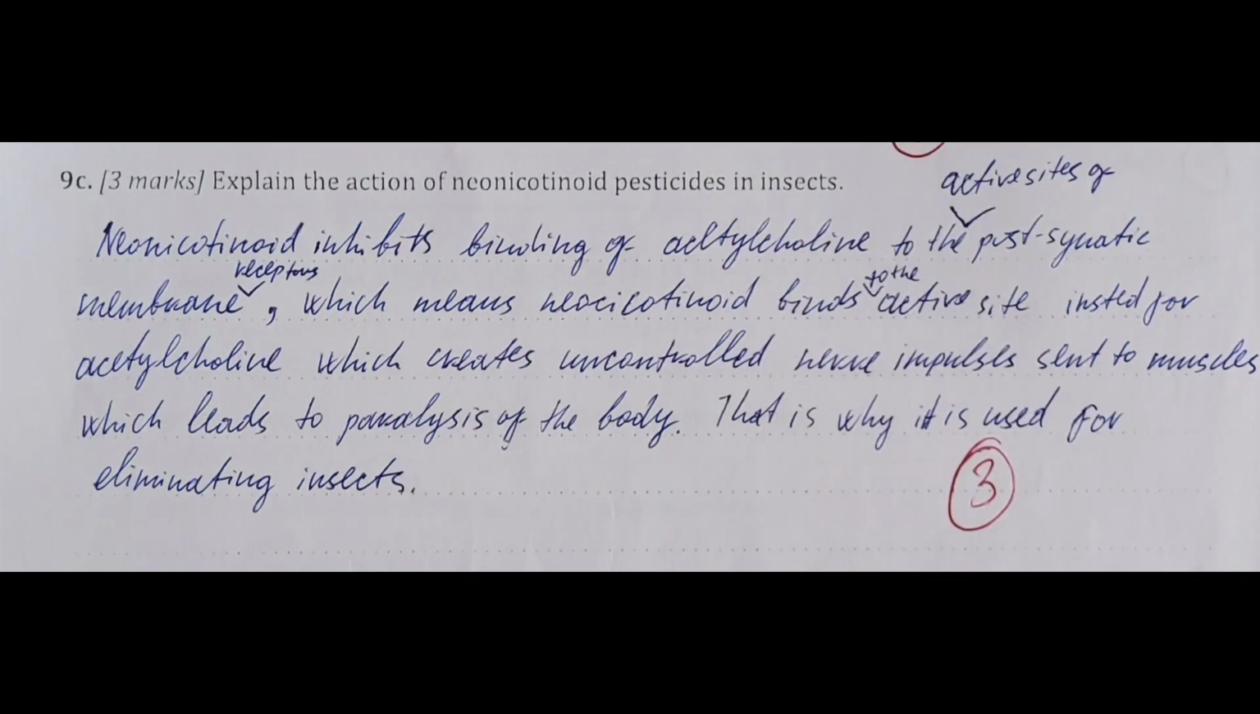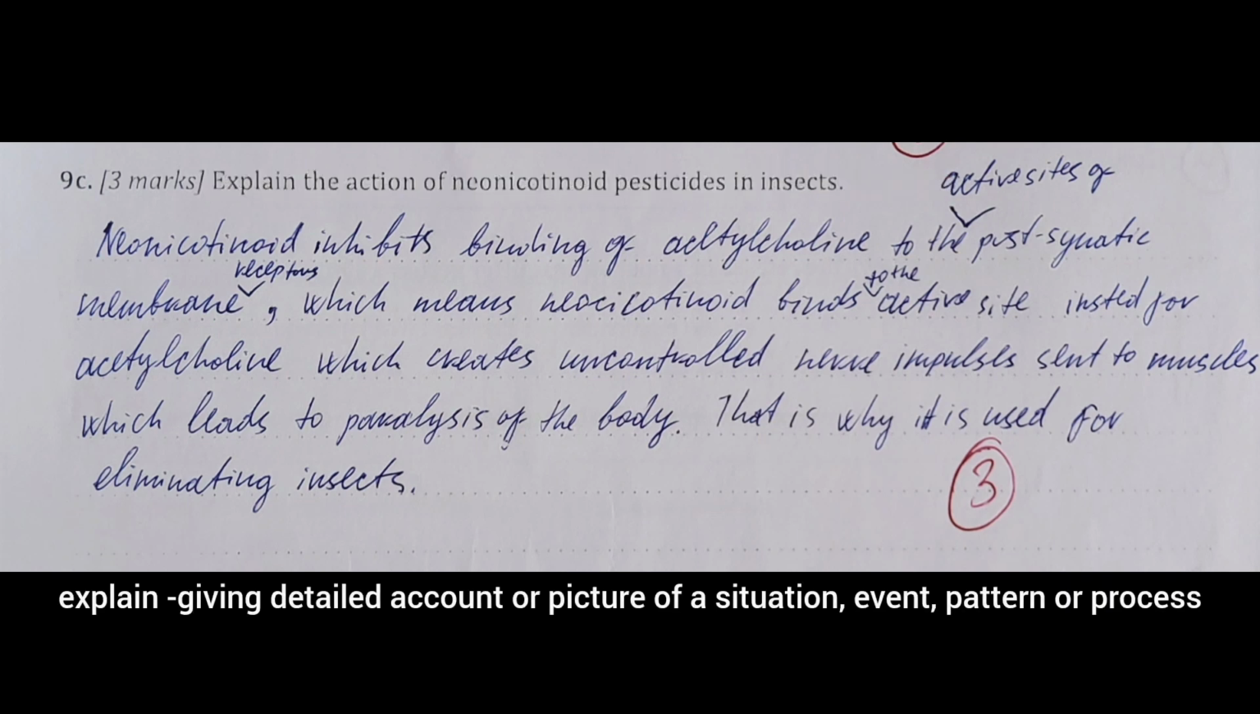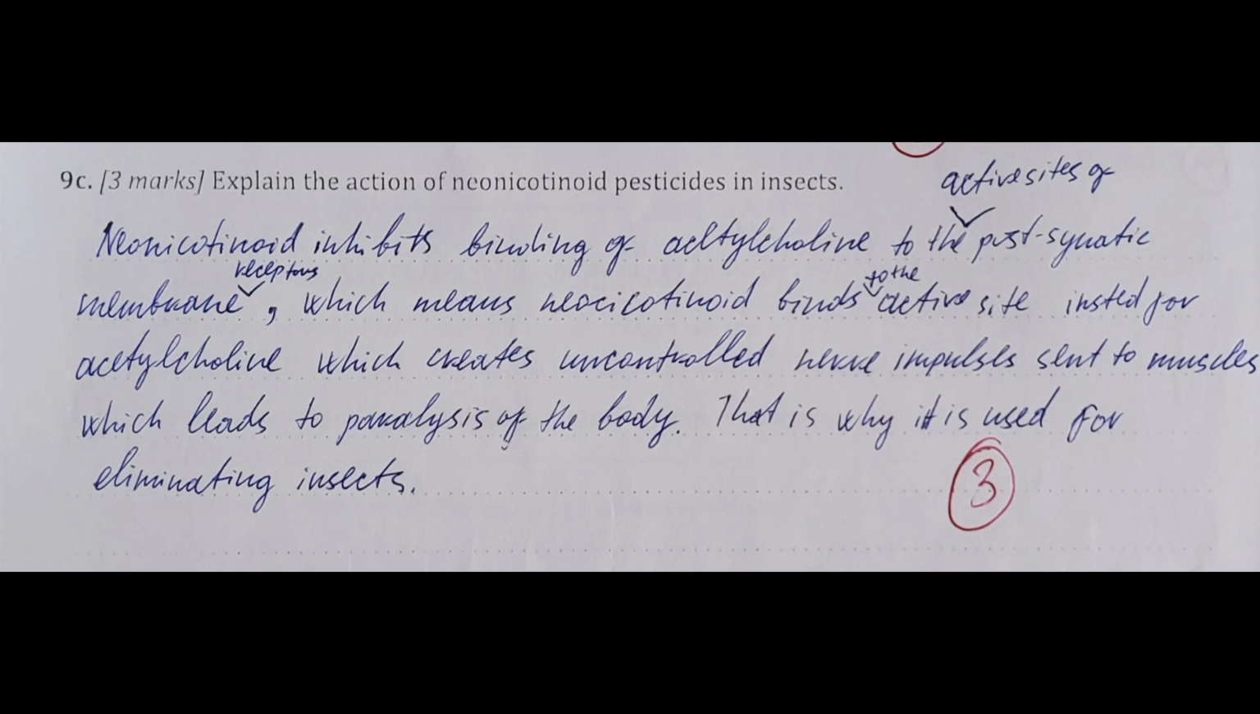Next question. It is very similar to the very first one that is from paper 1. It asks to explain the action of neonicotinoid pesticides in insects. The command term explain means giving a detailed account or picture of a situation, event, pattern, or process. Here, the question requires a detailed explanation of the action of neonicotinoid pesticides. Pesticides are chemical compounds that are used to kill pests, including insects.